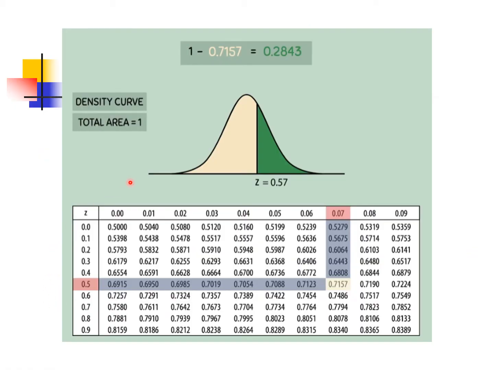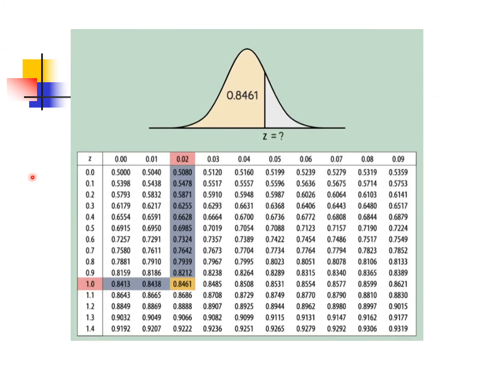If you want to find the area on the right hand side of the z value, how do you go about it? To find this green shaded area, the total area is 1, right? So you find the area on the left hand side from the table. This is the area on the left hand side of 0.57. The area on the left hand side is given by this. So if you want to find this green area, you say 1 minus this area. Now you get the area on the right hand side of the z-score.